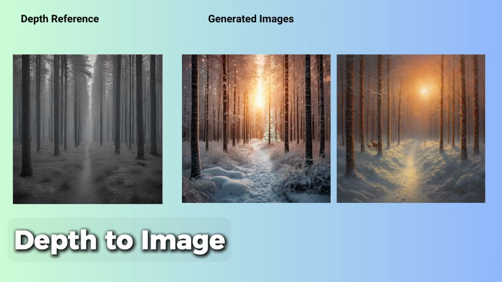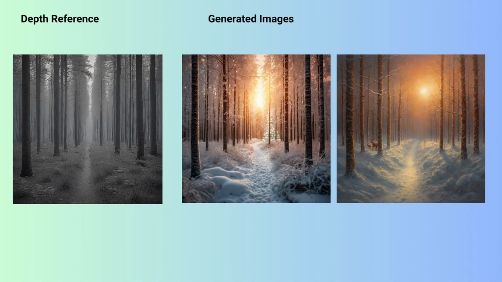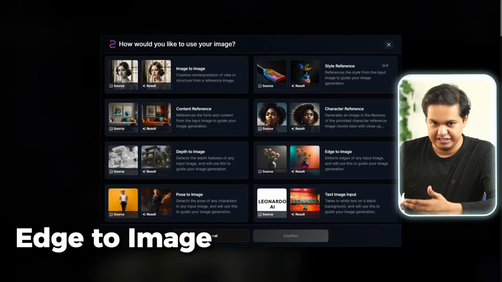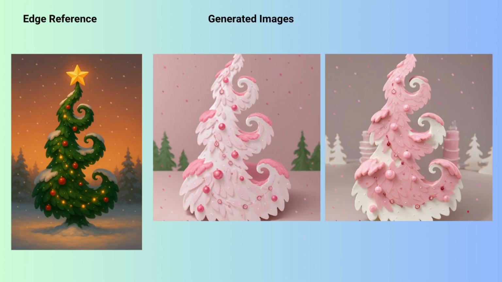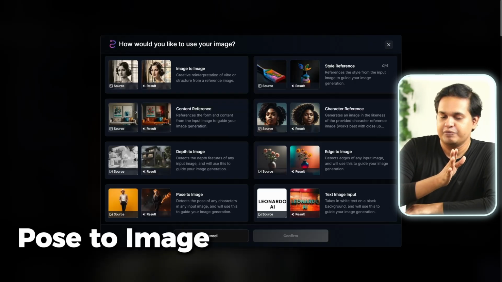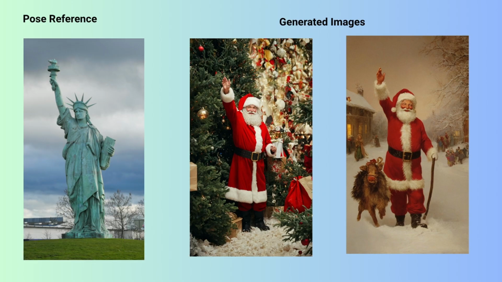Depth to image. Duplicate the depth features of a source image and use them in your image generation. Edge to image. Detect the edges of an input image and use that to guide or create new images. Then you can use pose to image. With this, you can transfer a pose from one image to your AI generated images.